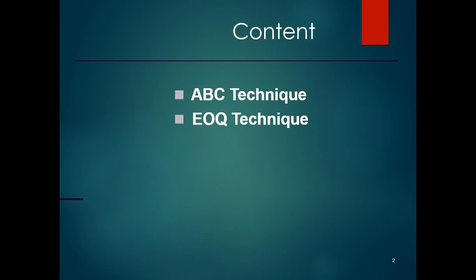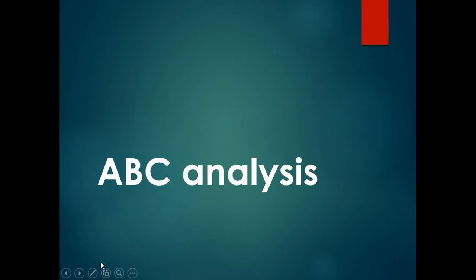Today we are going to see what is ABC analysis, ABC technique and EOQ. This is an inventory technique. Basically, the material which is available on site has to be segregated and economy has to be achieved. For that, various techniques are available for inventory. There are two techniques we are going to discuss today, that is the ABC technique and the EOQ or economic ordering quantity technique.